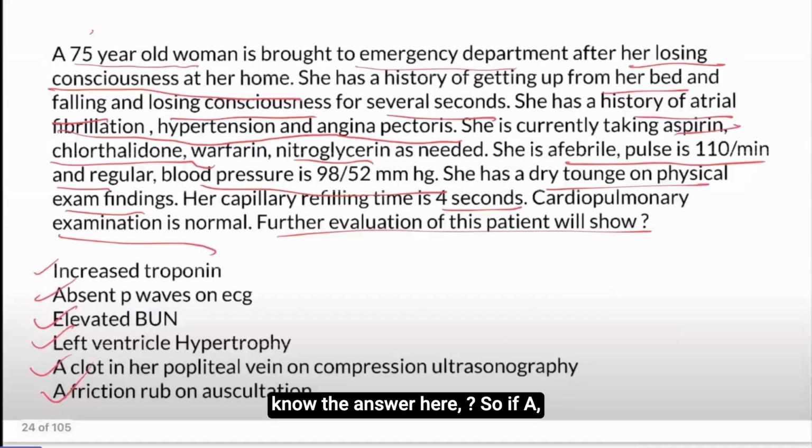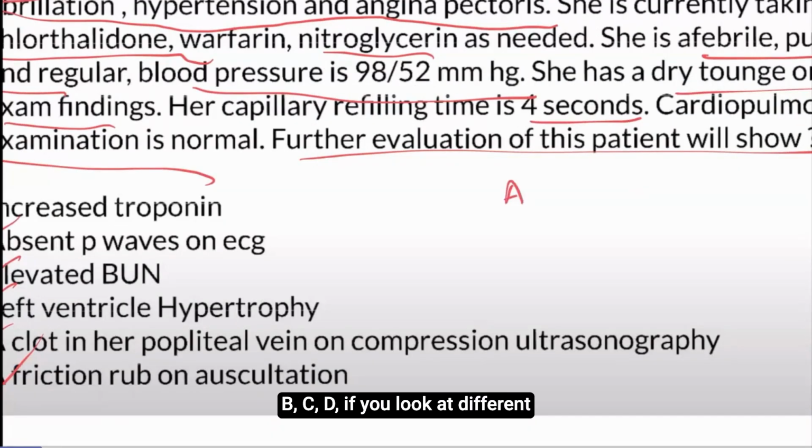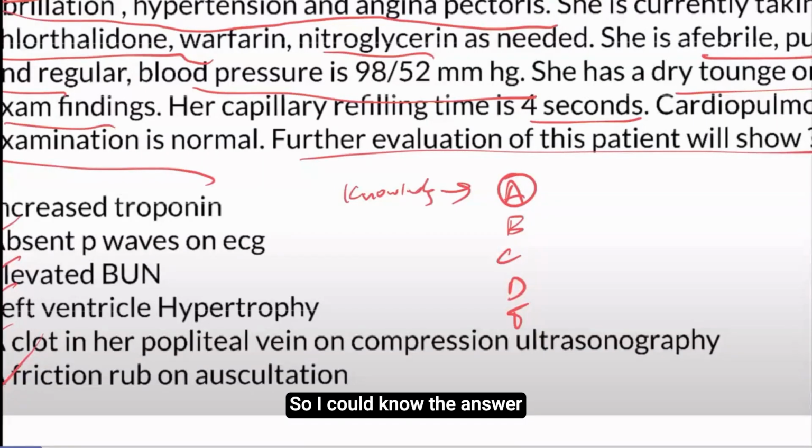You could know the answer here. So if you look at different answer choices, A, B, C, D, E, you could know it's A or is it B. That's knowledge. That's a knowledge derivative path. So I could know the answer is A based upon knowledge. But if I don't know the answer, how do I come to this answer?